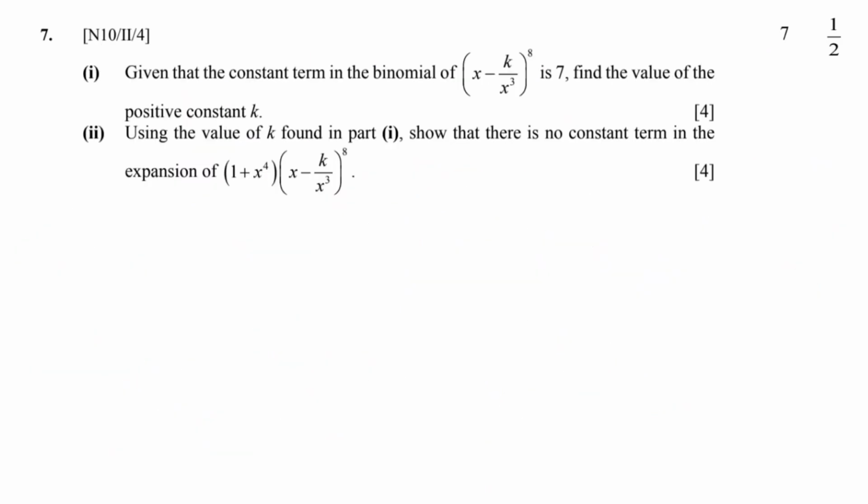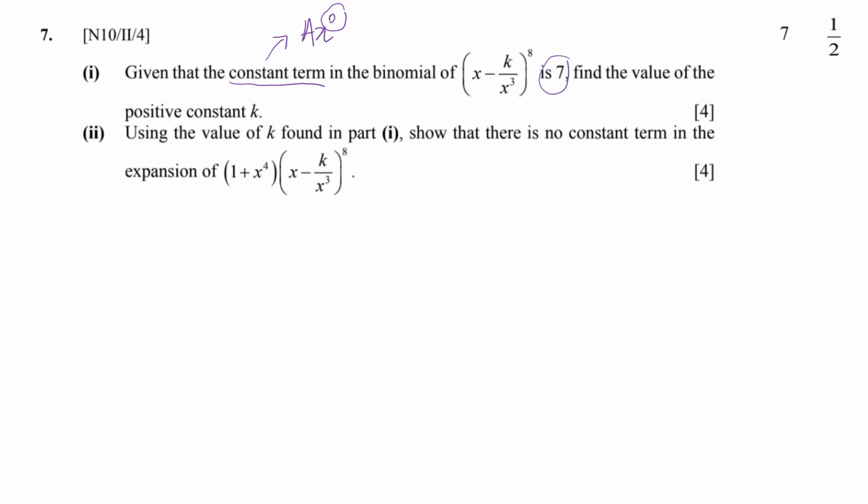Right, let's look at question 7, part 1. Given that the constant term. Alright, so first of all, what do you understand by these two words, constant term? Correct, constant term refers to the term where the power of x is 0. That means we're referring to ax to the power of 0, where a is just a constant. Alright, the important thing is just to equate the power of x to 0. That's what it means by constant term. So if given is 7, find the value of positive constant k.